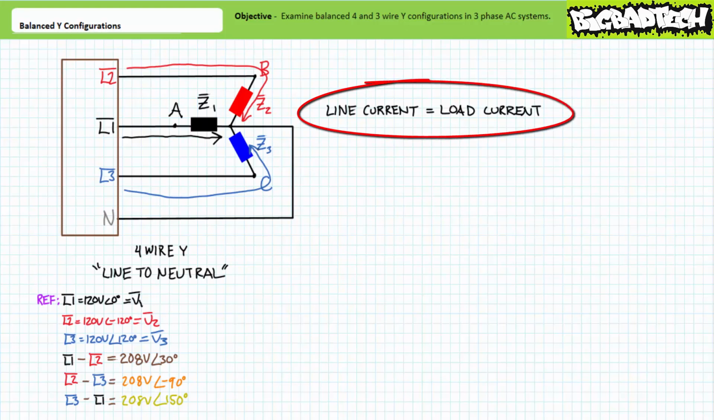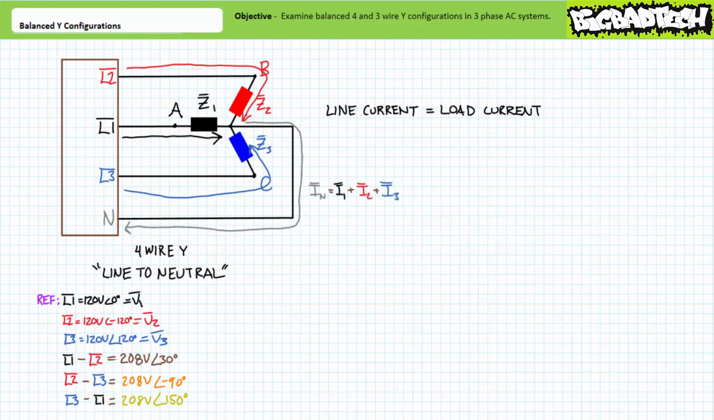It can be said that line current equals load current for a 4-wire Y configuration. The 4th wire in a 4-wire Y configuration serves as a return path for any imbalanced current between the different phases. Kirchoff's current law, applied to the central node, implies that current in the N line equals I1 plus I2 plus I3. More on this in a moment.